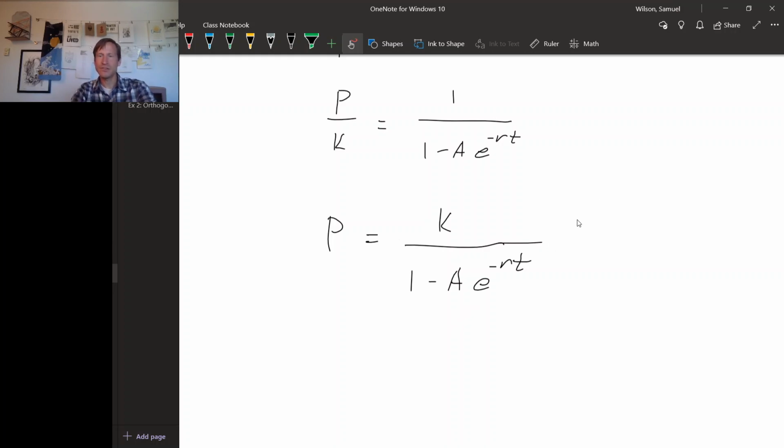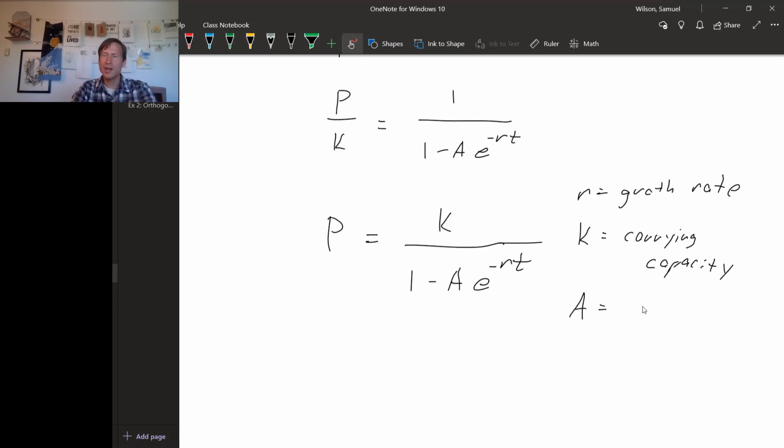Okay, so remember r is our natural growth rate. k is our carrying capacity. And A is an arbitrary constant that will be determined by whatever initial condition we happen to have. So we were able to solve this differential equation for an explicit solution. So next we should probably investigate what these solutions look like, just to see what this sort of population model actually gives us for solutions.